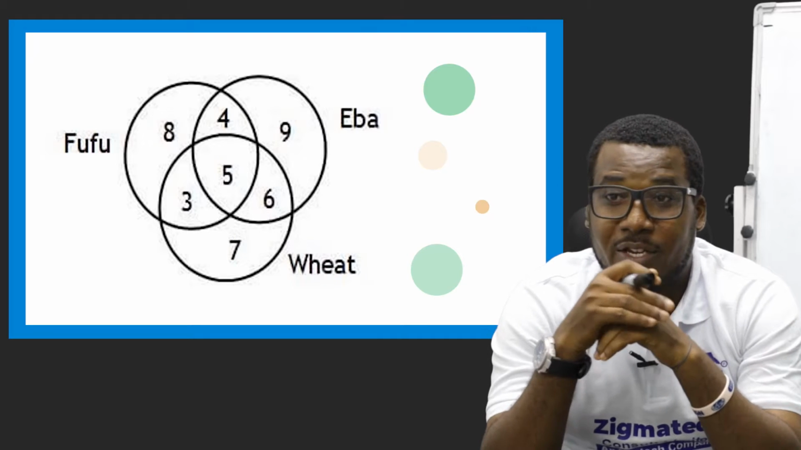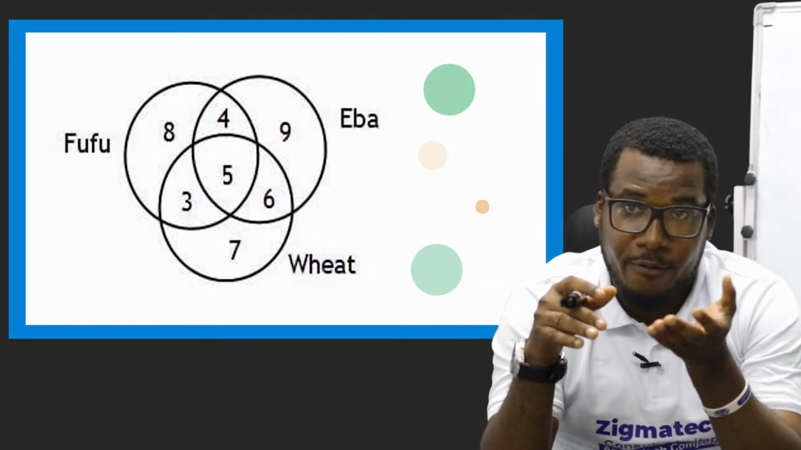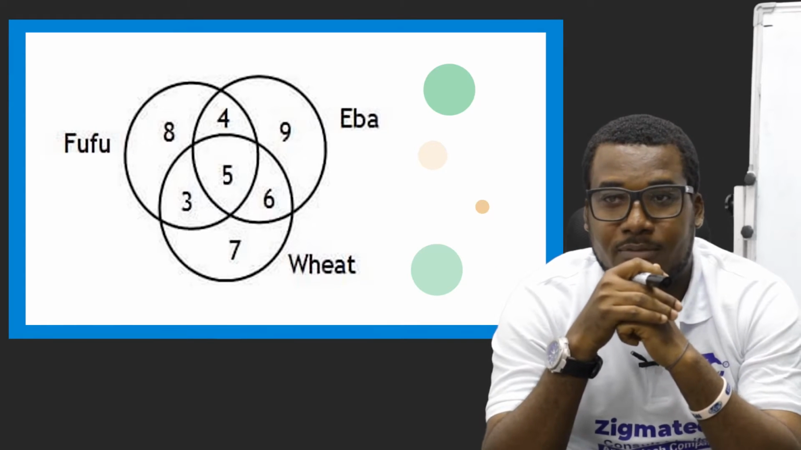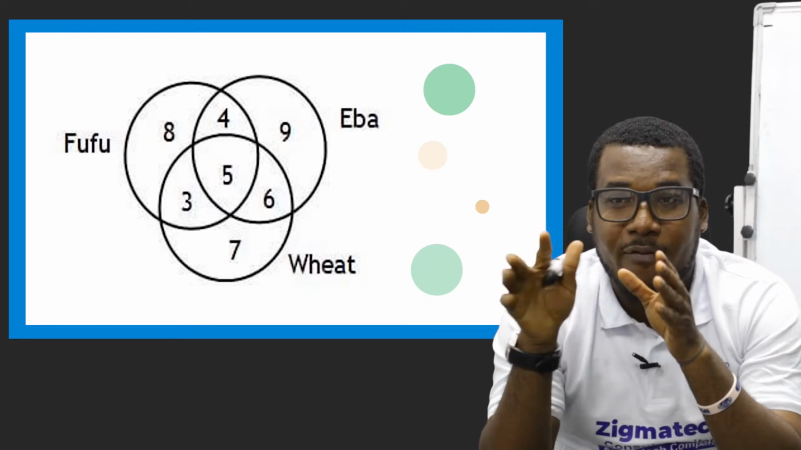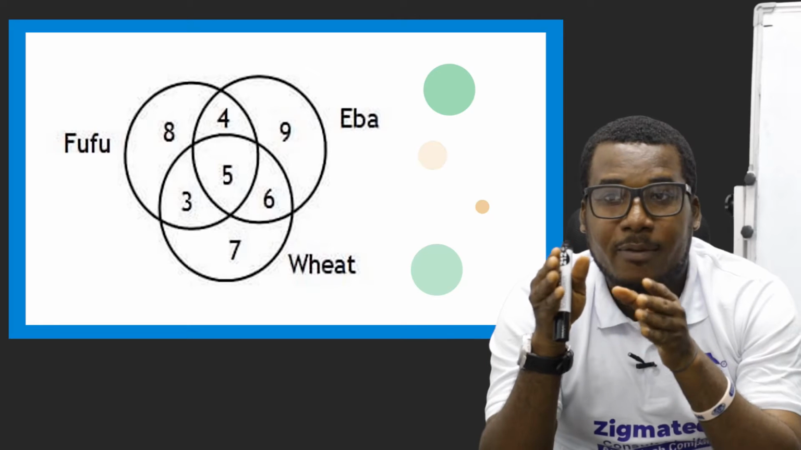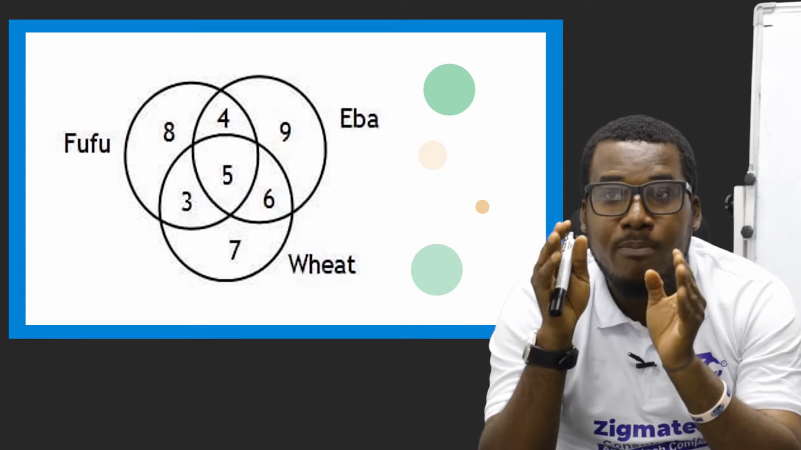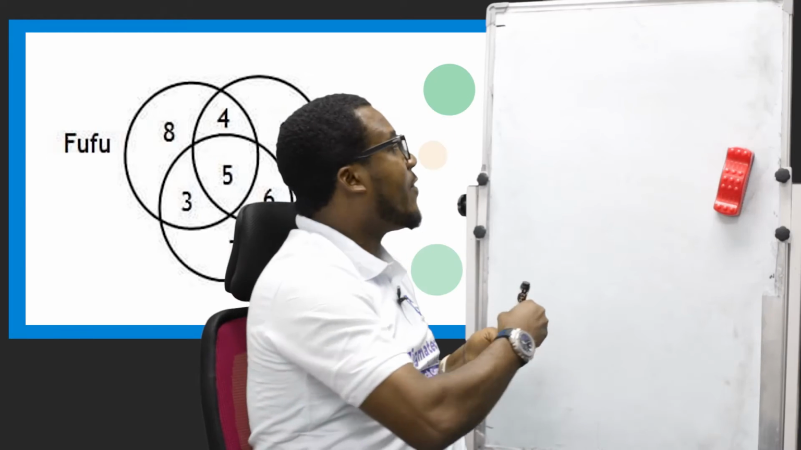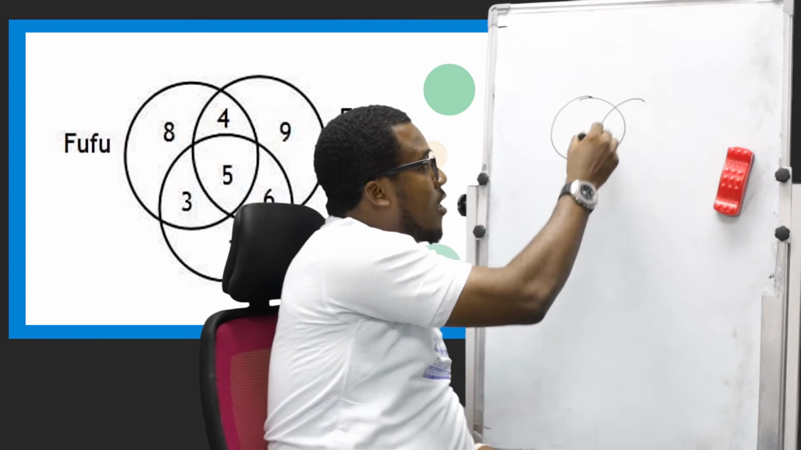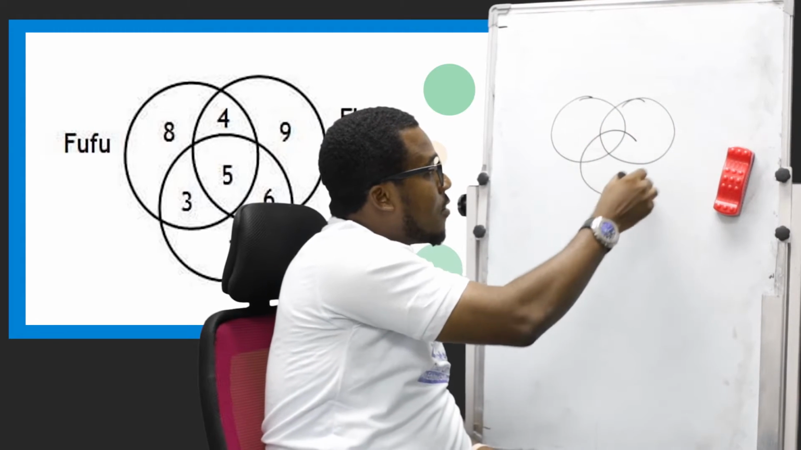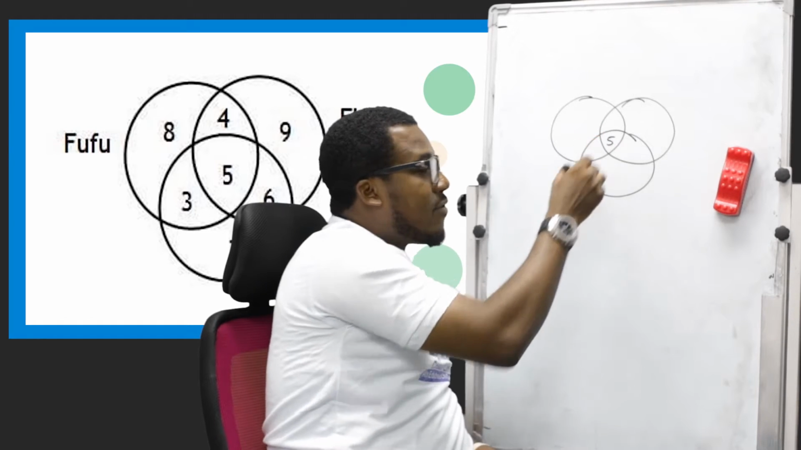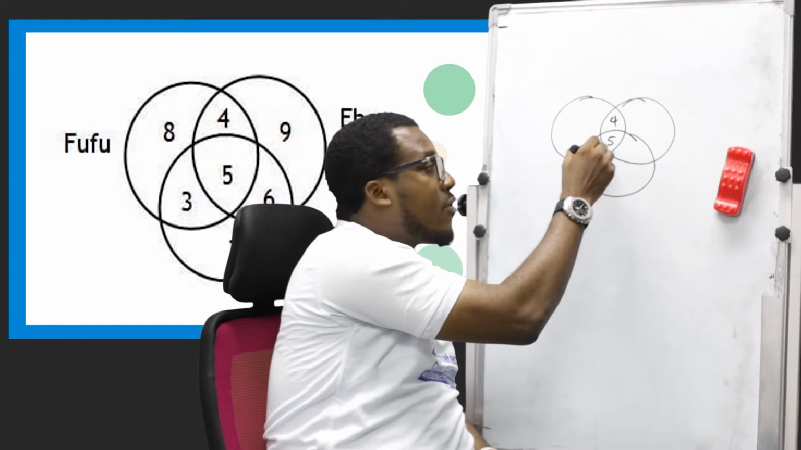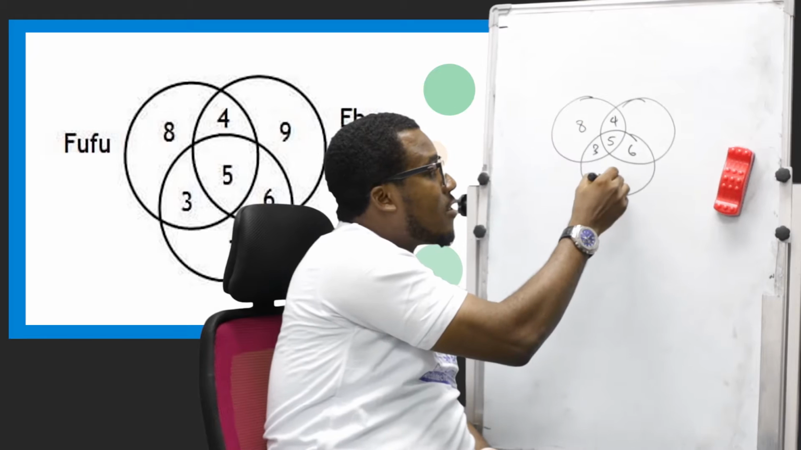The same applies for 6 and for 4. Now, red is the place where all 3 items meet together. That's the place that denotes 5. If you look very carefully, the circles for eba, fufu, and wheat all meet at a particular point. That point is the point of intersection where we give 5. So it works in this way. We have the 4 over here, we have the 3, the 6, 8, 7, and 9.